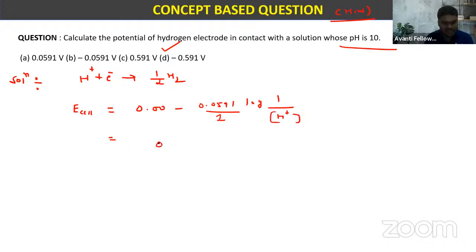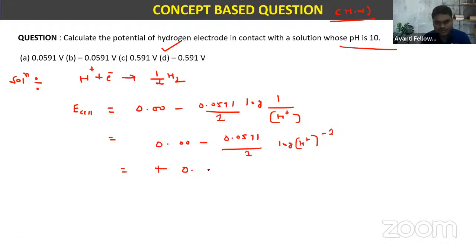So the value becomes 0.00 minus 0.0591 upon 1, and this will be log of hydronium ion negative. This negative becomes positive. The value of concentration is given now, 1 upon H plus, whose pH is 10. So 1 upon H plus is known as pH. pH is always given, that is 10 raised to the power 10.